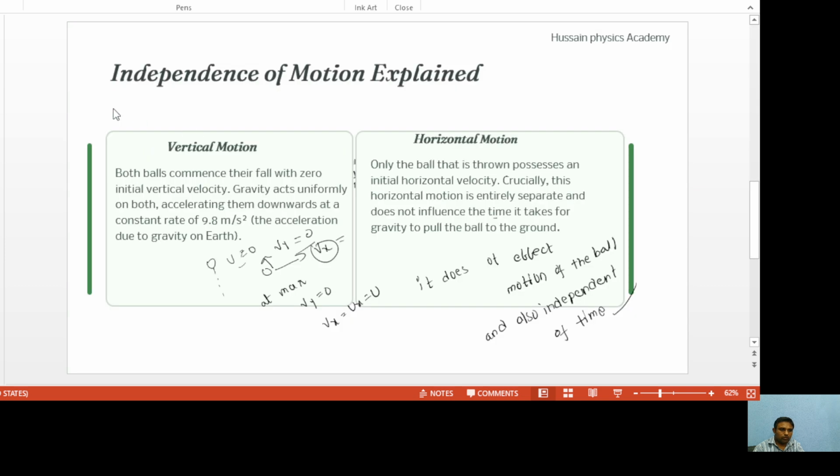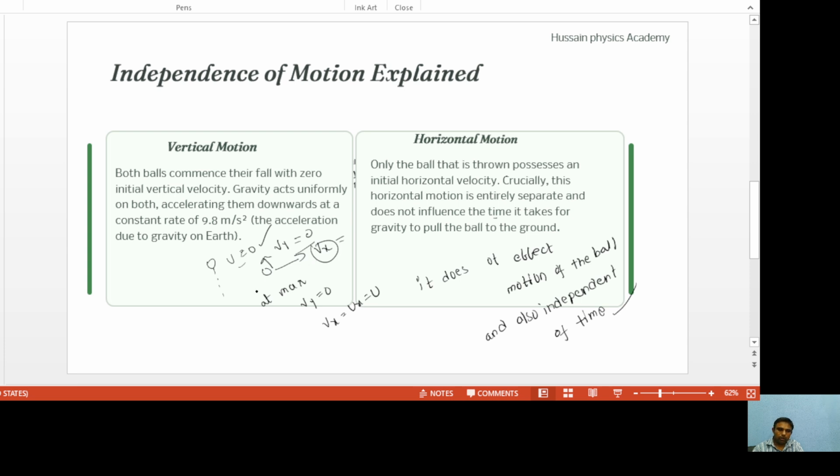So two balls are used: one ball is dropped vertically downward, the other ball is thrown horizontally. When the ball is dropped vertically downward, it acts as a freely falling body. For a freely falling body, initial velocity u is equal to 0. Now for the second ball, that is horizontally thrown, at a certain height h.